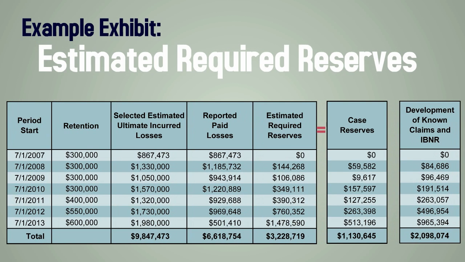Then that number can be further broken into case reserves, which are reserves that are actually on each of the individual open cases that are in each of the policy periods, and a number known as the development of known claims in IBNR. So those are not specific case reserves, but these are dollar amounts that the actuaries have estimated they anticipate will show up eventually for these policy periods. Now you can see in the column labeled estimated required reserves that at the very bottom we show the total of $3,228,719.